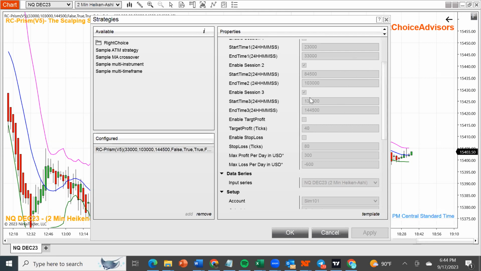You can enable multiple sessions at one time. You can have a max profit per day or max loss for the day for each ticker. So you can slowly start building your accounts, your individual accounts or your Apex accounts, whatever it is. But if you want to continue with an old version, you can also continue that.